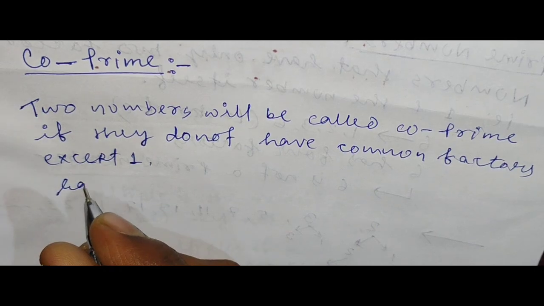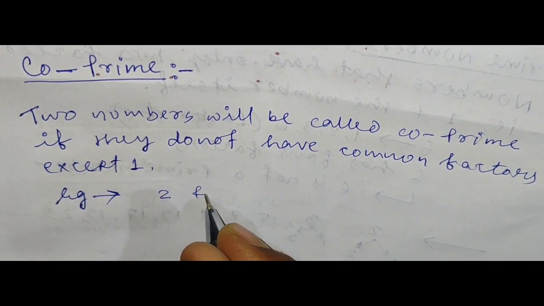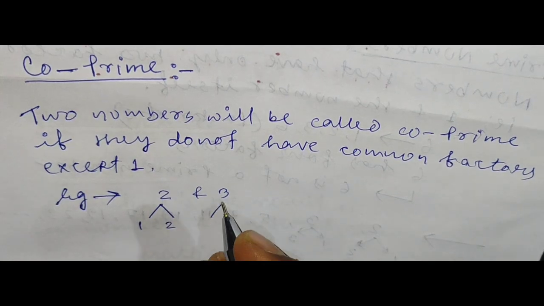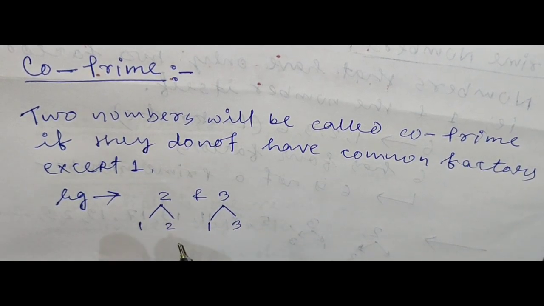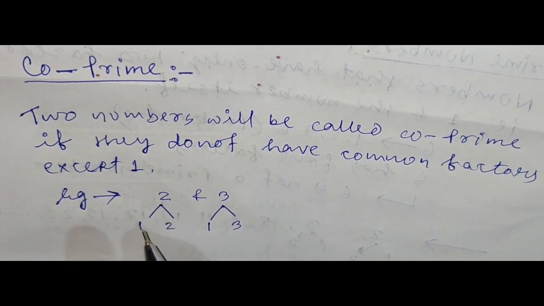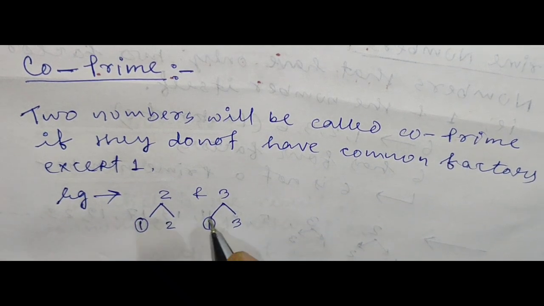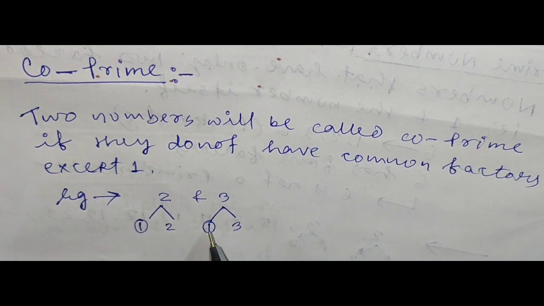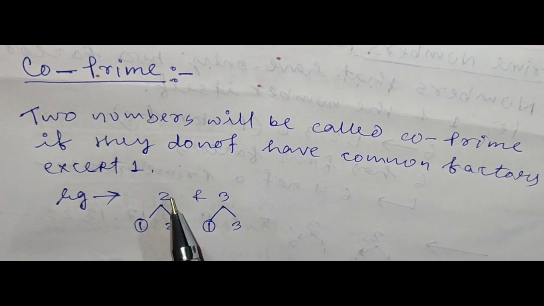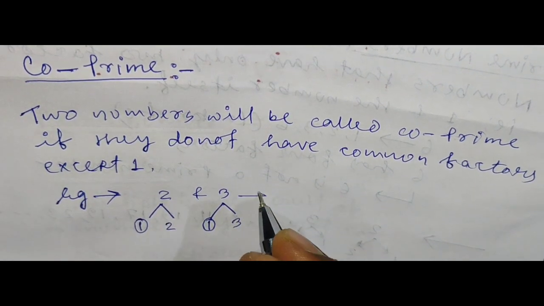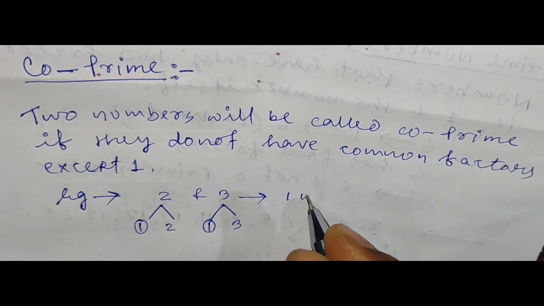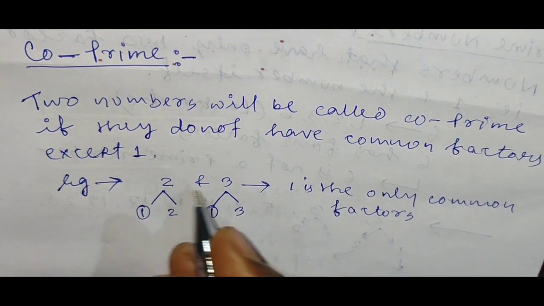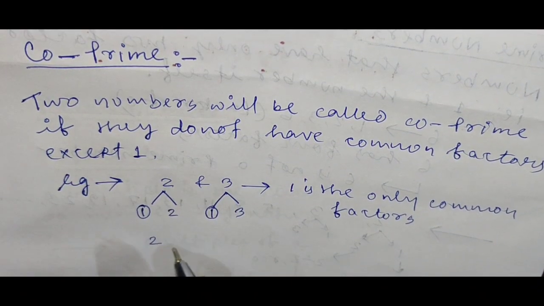For example, if we write 2 and 3, the factors of 2 are 1 and 2, and the factors of 3 are 1 and 3. So what is the common factor among these two numbers? That is 1. So 2 and 3 do not share factors other than 1. 1 is the only common factor. So 2 and 3 will be called co-prime.